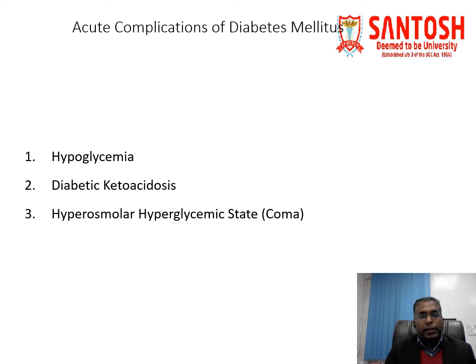And next are diabetic ketoacidosis and hyperosmolar hyperglycemic states, in which blood glucose is very high, leading to the development of acidosis as well as ketone formation in the body, and sensorium may be altered.